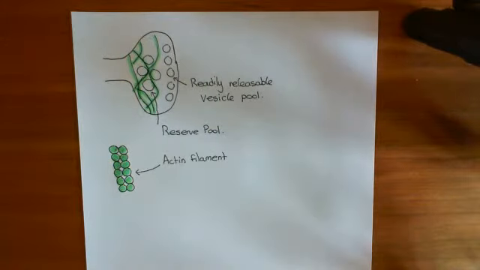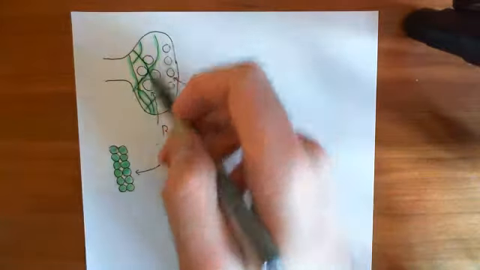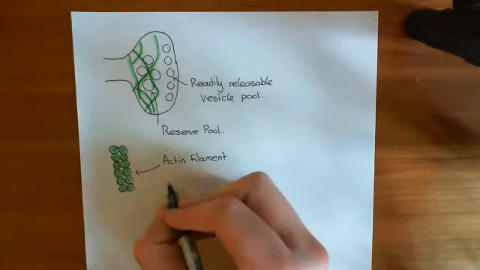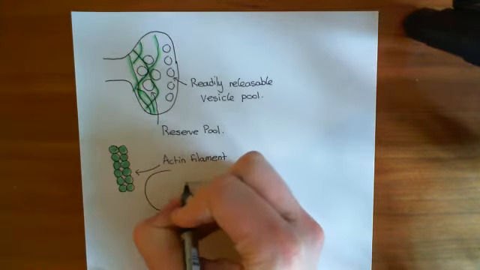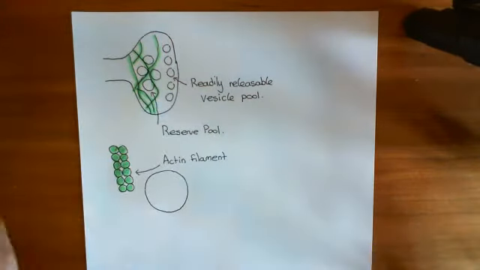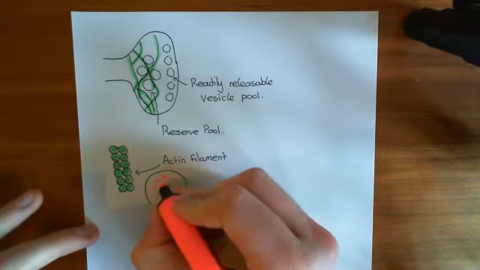Now, basically we can attach synaptic vesicles to these actin filaments. Let me draw a synaptic vesicle here. So this is a synaptic vesicle with neurotransmitter in it. So here's our vesicle with loads of neurotransmitter in here.